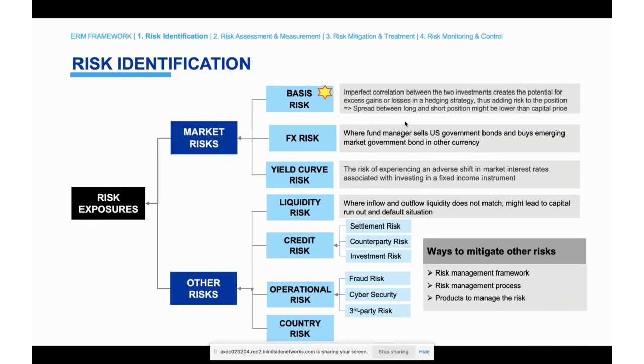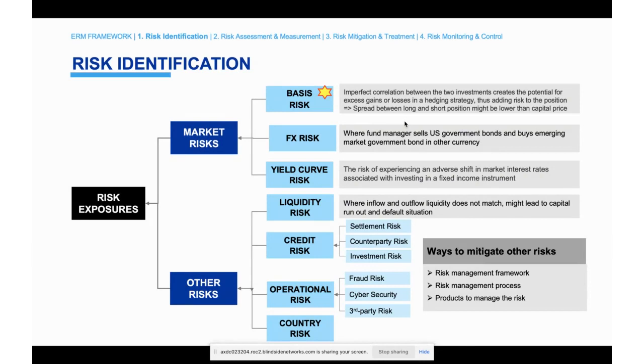Secondly is the FX risk, foreign exchange risk. The fund's strategy is to short US government bonds and long government bonds from emerging countries. If they buy bonds from emerging countries in a different currency, they will face FX risk when they convert their return from that currency to US dollars. The third is yield curve risk. Yield curve risk is the risk of experiencing an adverse shift in market interest rates associated with investing, especially for fixed income instruments.